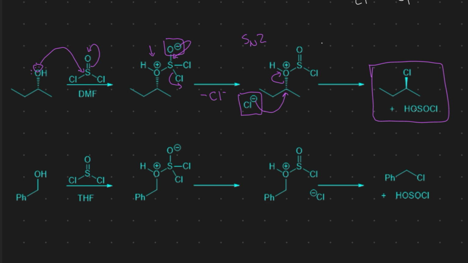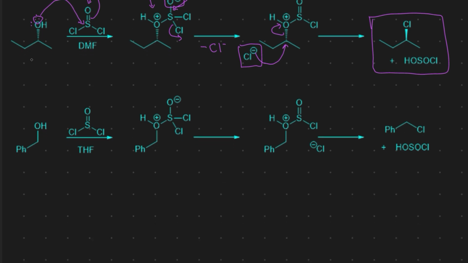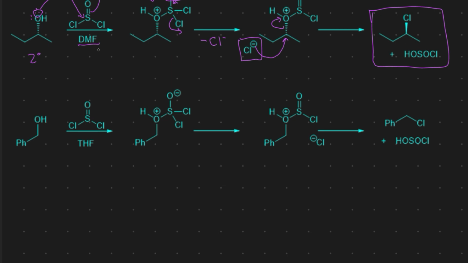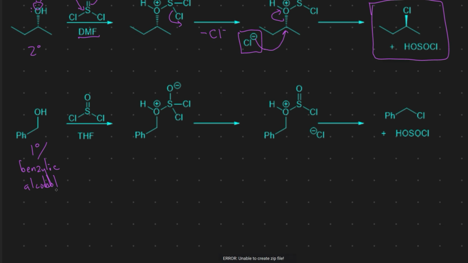So looking at a slightly different example, here we have DMF as our aprotic solvent, where above we had a secondary. We have a primary, or benzylic, more precisely, alcohol. So these react even faster, and because it's benzylic, that aromatic ring is going to stabilize some of the transition states. So here's our thionyl chloride.